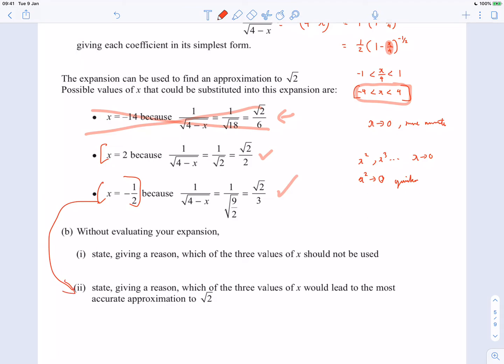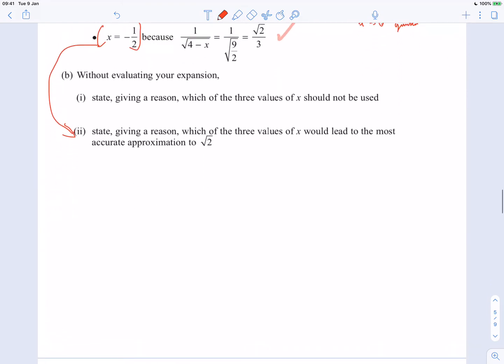So state, giving a reason, which of the three values would lead to the most accurate approximation to root 2. It's the x equals minus a half one that you'd use because the series would converge quicker as each term would approximate 0 quicker. Do I actually need to evaluate this? No. Cool. Happy days.